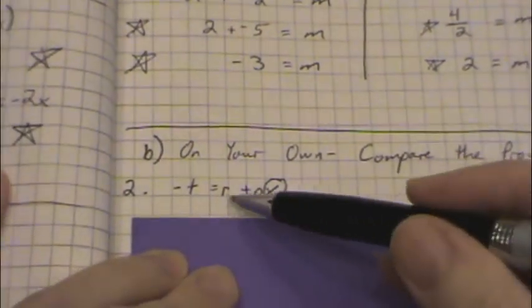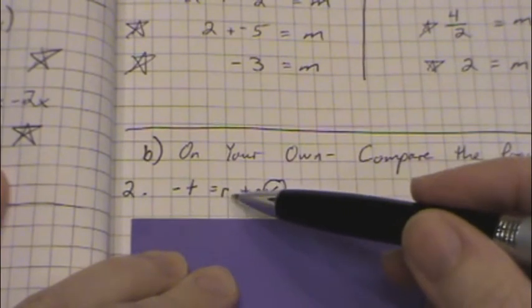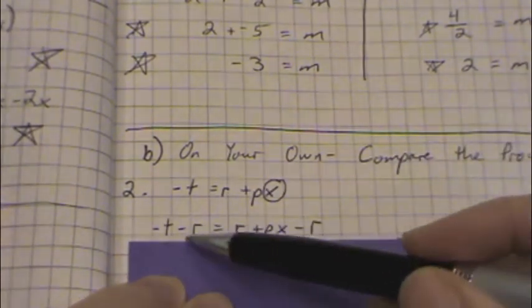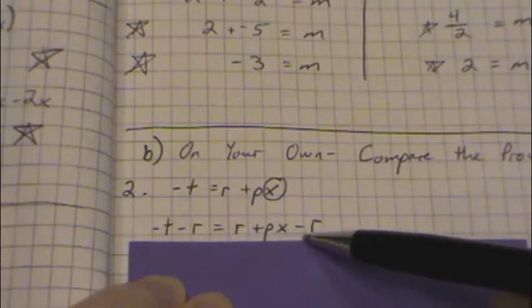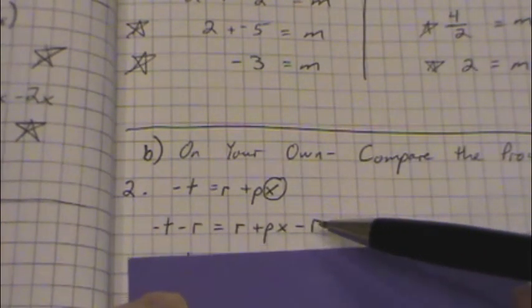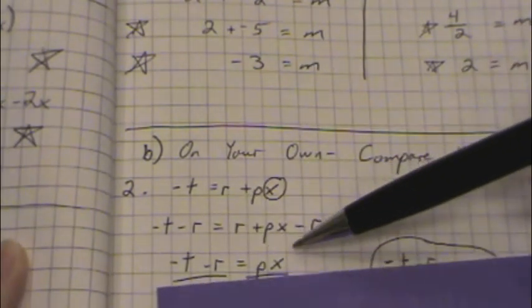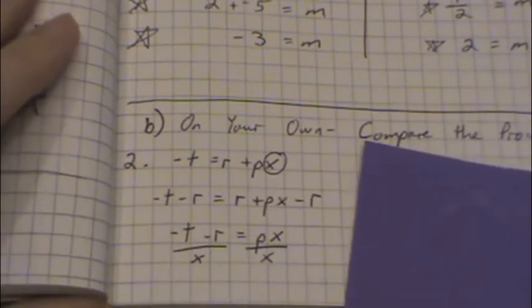First step, what's going to be easiest? That is right, Willow. We need to subtract an r from each side. So t minus r equals r plus px minus r. So now we have t minus r equals px. Then we need to divide each side by p.